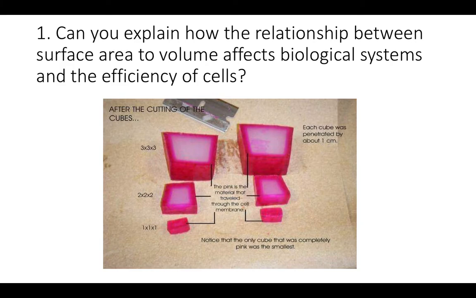I'm starting off with question number 1, which is, can you explain how the relationship between surface area to volume affects biological systems and the efficiency of cells? We talked about this a little bit in class, but let's say you have these 3 cubes. One is a 1 by 1 by 1, the next one is a 2 by 2 by 2, and then finally 3 by 3 by 3. What we're seeing is that our highest surface area to volume ratio is going to be in the first cube.